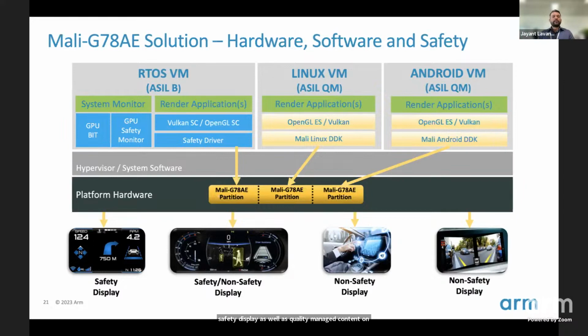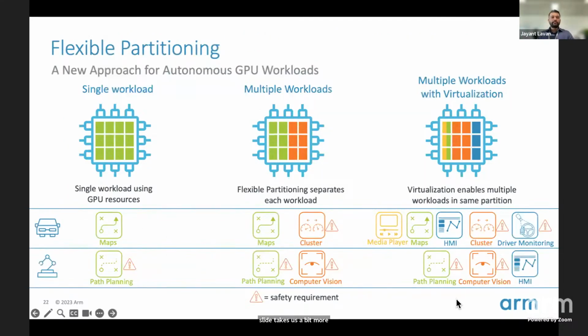The next slide takes us into a bit more detail on the concept of flexible partitioning. This is a new approach for autonomous GPU workloads. You can configure your GPU as one GPU for a single workload, and then you can use it for quality managed workloads or for safety workloads. In the second example, we have flexible partitioning, which separates workloads. So again, as I said previously, we have partitioned this GPU as 2 fully independent mini GPUs, one of which is being used for quality managed workloads, and the other partition, or mini GPU, is being used for safety critical workloads, in this case cluster instrument and computer vision.